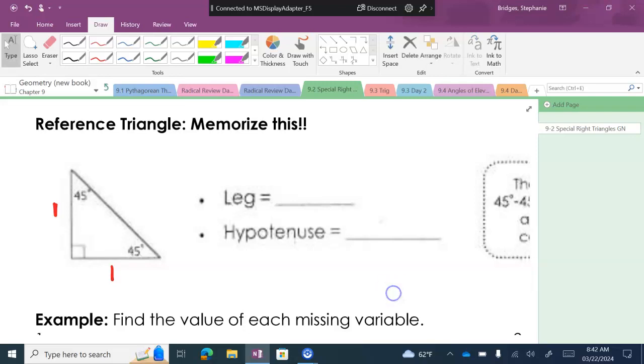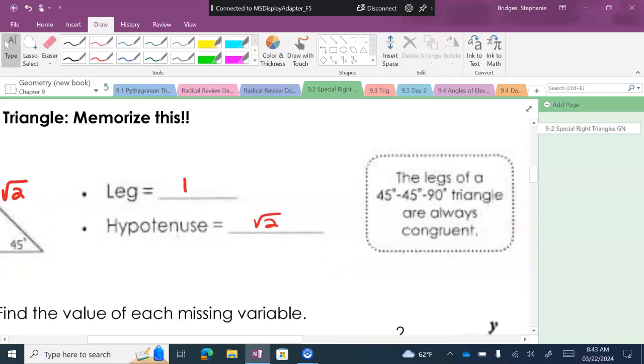And then, so the leg has a length of 1, and then my hypotenuse has the length of the square root of 2. Okay, this is called our reference triangle for a 45, 45, 90. Again, the two legs, the two that form your right angle, have a length of 1, and your hypotenuse has a length of the square root of 2.